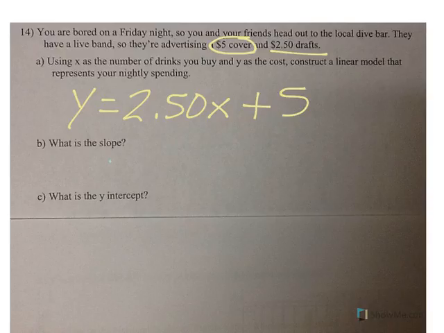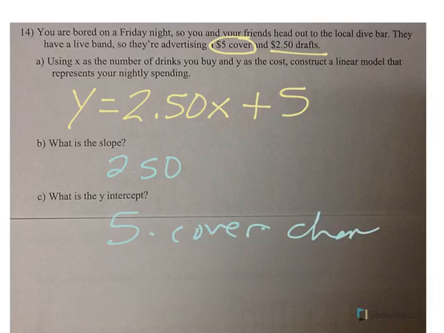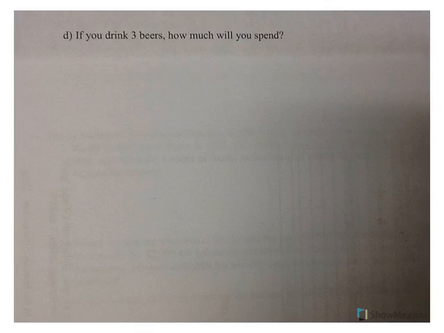Now, what is the slope? Well, as we just said, the slope is 250 because that is what's constantly changing. The y-intercept is 5, right? The cover charge, because that's your one-time fee.